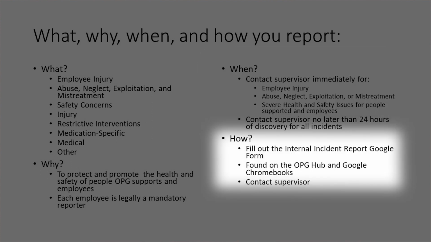And how are you going to do that? You're going to fill out the internal incident report form. That's a Google form that will be found on the hub, or it will be found on your Google Chromebook. And then you're going to make sure that you submit that to your supervisor and contact your supervisor in any situation that would require it.